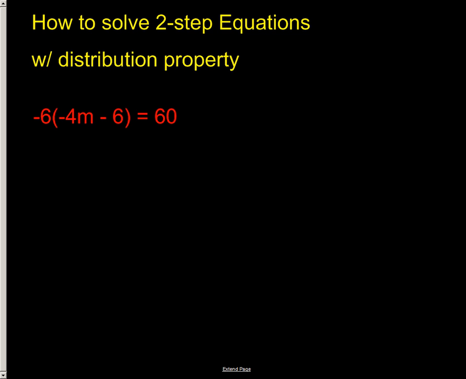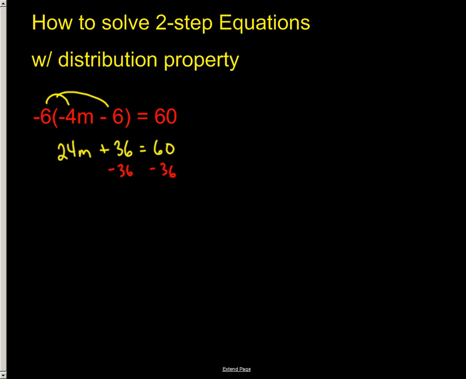So again, how do we get rid of the parentheses? We use the distribution property. Negative 6 times negative 4 is positive 24. M comes along for the ride. Negative 6 times negative 6 is positive 36. So I put the plus on there. And then we just pull down our equal sign, and it's just a regular two-step equation.